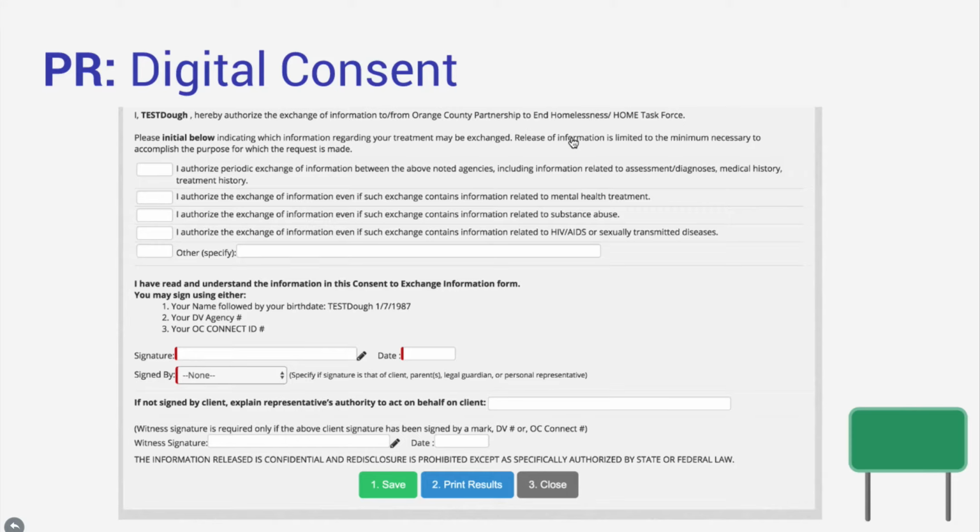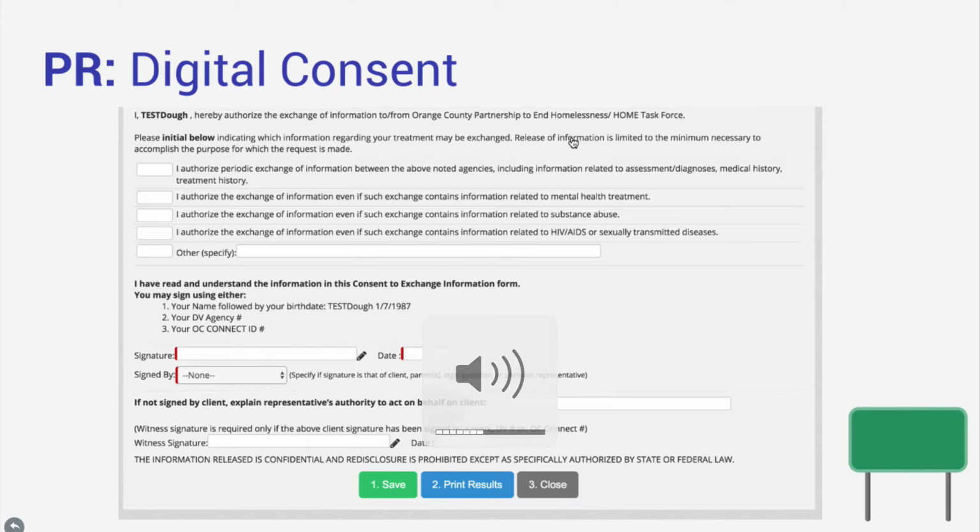The next category is authorizing the exchange of information, even if the information relates to mental health treatment. And then the next is about substance abuse. And the next is about information related to HIV, AIDS, or other sexually transmitted diseases. So folks can initial those if they agree to those or not. If they don't, either way is fine.